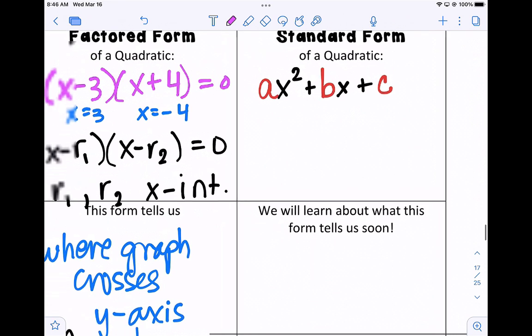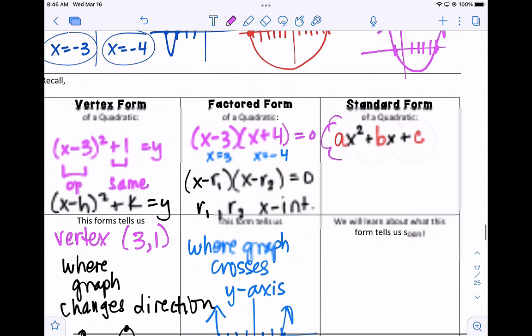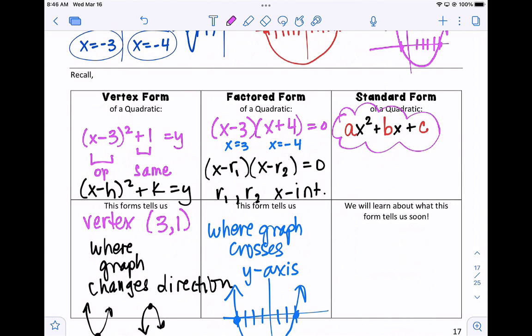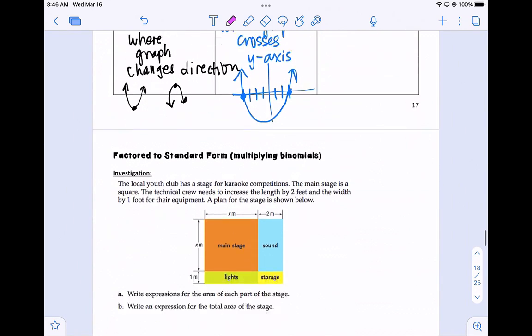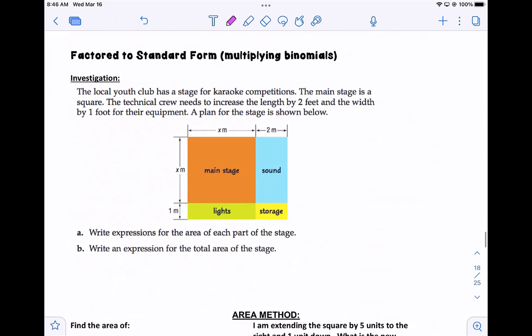We'll learn about what this form tells us soon, but the goal is, can we get it to standard form using vertex and factored form? And all it is is multiplying and combining like terms. We've actually already done factored form before in day 6.5. Here's another example. The local youth club has a stage for karaoke competitions. The main stage is a square. The tech crew needs to increase the length by 2 feet and the width by 1. A plan for the stage is shown below. Can you write expressions for the area for each part of the stage?